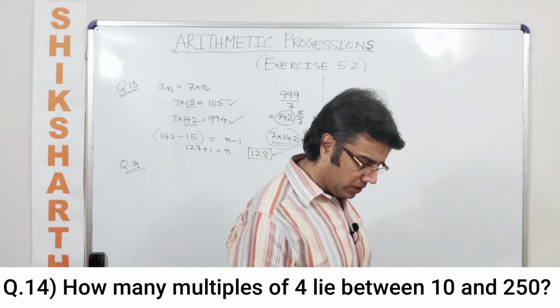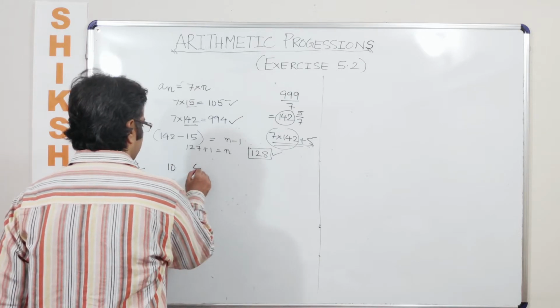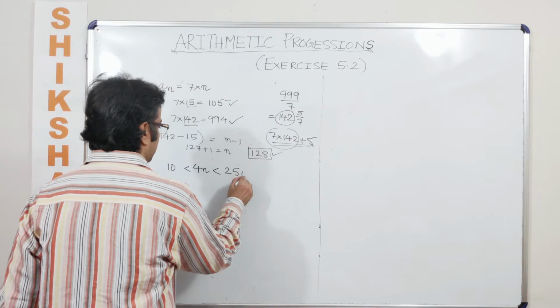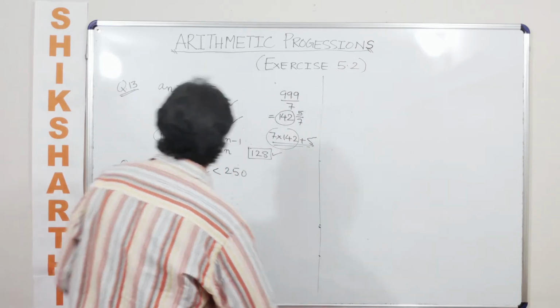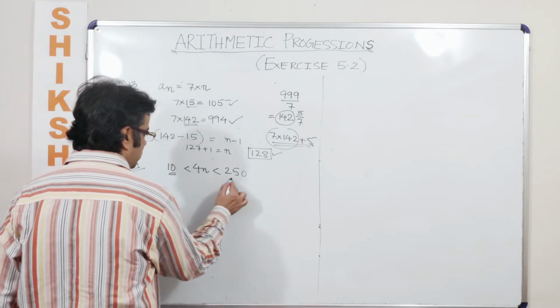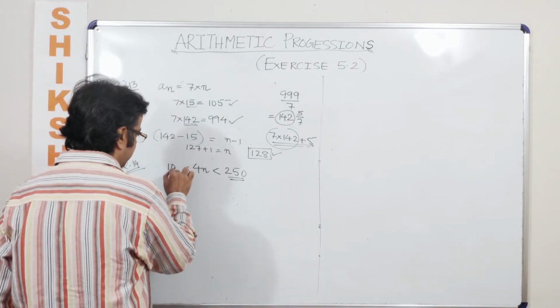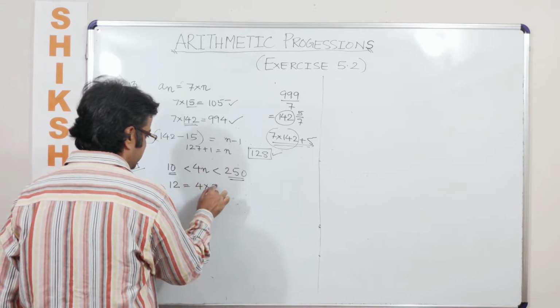How many multiples of 4 lie between 10 and 250? So multiples of 4 lying between 10 and 250. Why am I using an inequality here? Because the word between means that these points are not included. So now let me say which is the next multiple of 4 which can be included. Which is 12. So this 12 can be written as 4 into 3, right?